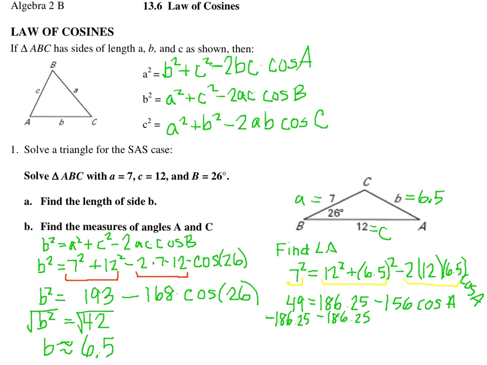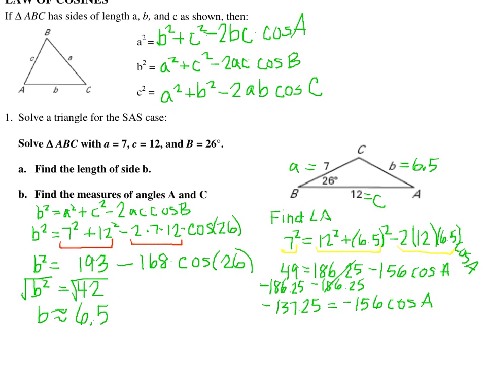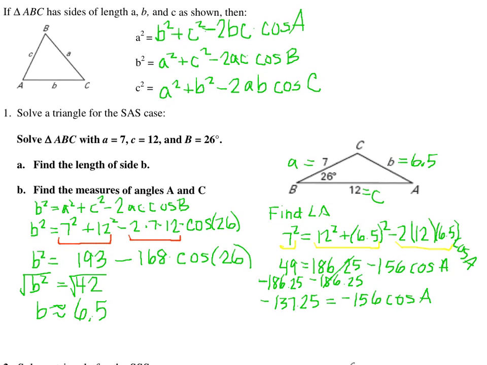So we're going to subtract that from both sides so these cancel out. So I have negative 137.25 equals negative 156, don't forget that negative sign there, times the cosine of A. I'm going to move this up just a little bit so I've got a little bit more space here. Now we're going to divide by negative 156 because we are trying to get that A all alone.